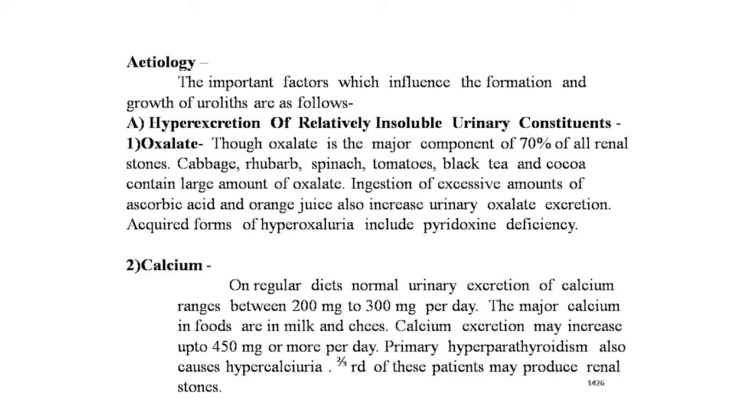Calcium. On a regular diet, normal urinary excretion of calcium ranges between 200 mg to 300 mg per day. The major calcium inputs are milk and cheese. Calcium excretion may increase up to 450 mg or more per day. Primary hyperparathyroidism also causes hypercalciuria. Two thirds of these patients with hyperparathyroidism may produce renal stones.